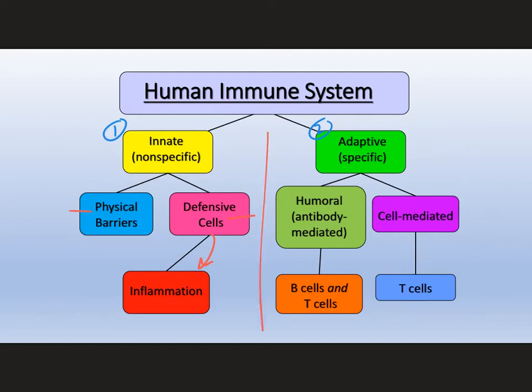On the adaptive side of things, it also breaks down into basically two processes, humoral immunity and cell-mediated immunity. We'll get into what those two things mean. As you can see down here at the bottom, the humoral side of things involves B and T cells, while the cell-mediated side only involves T cells. Again, we'll come back to this second side after a while.